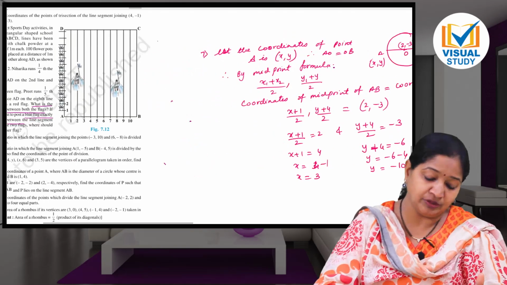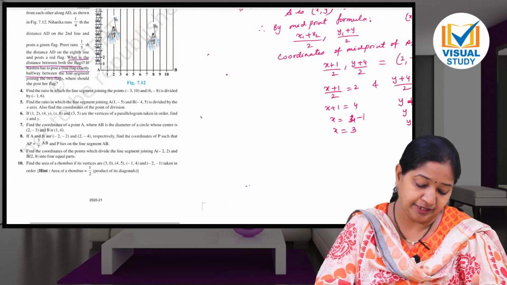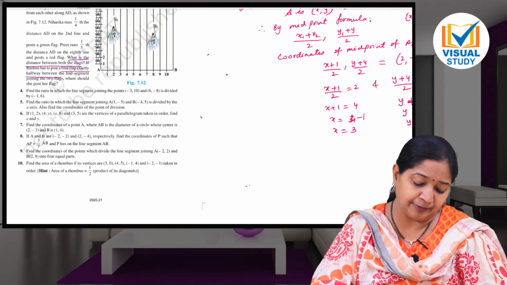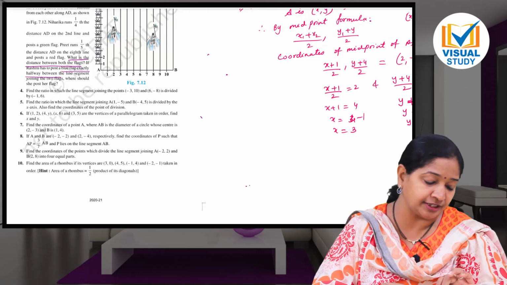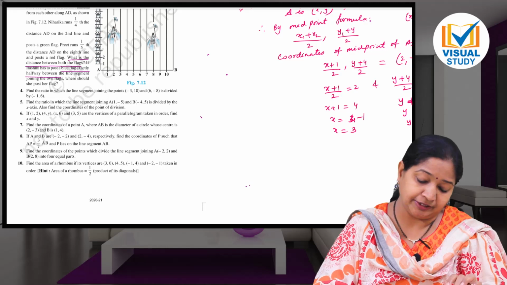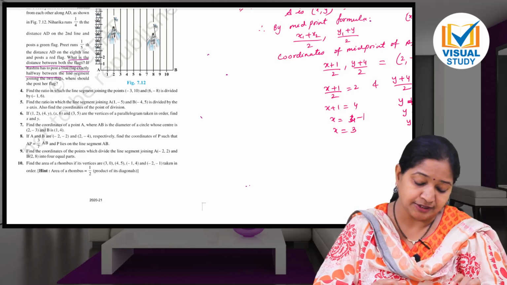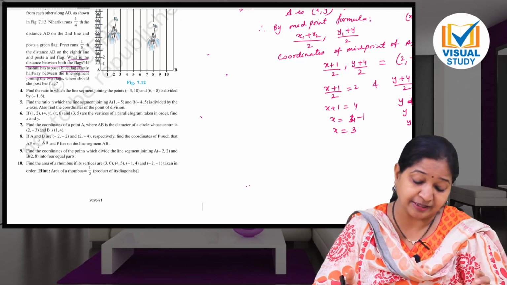Okay. What will be your next sum? Eighth one. If A and B are the given points respectively, find the coordinates of P such that AP is equal to 3/7 AB and P lies on the line segment AB.